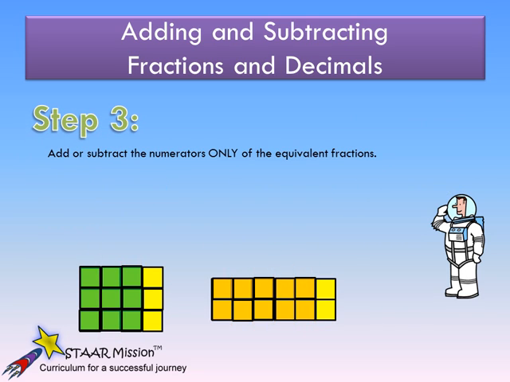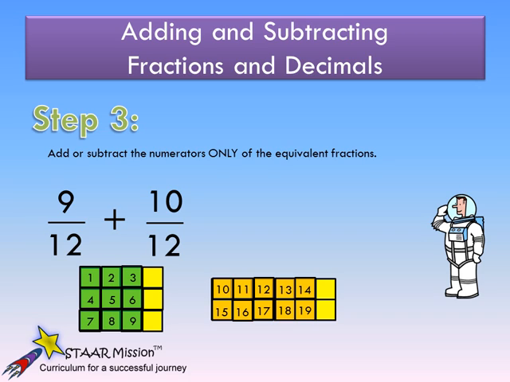Step 3 is to add or subtract the numerators of the equivalent fractions. You will need to add 9/12 plus 10/12 together. With our models, we can count the number of squares representing the two equivalent fractions. With our number sentence, we can add the numerators 9 plus 10 to get 19.